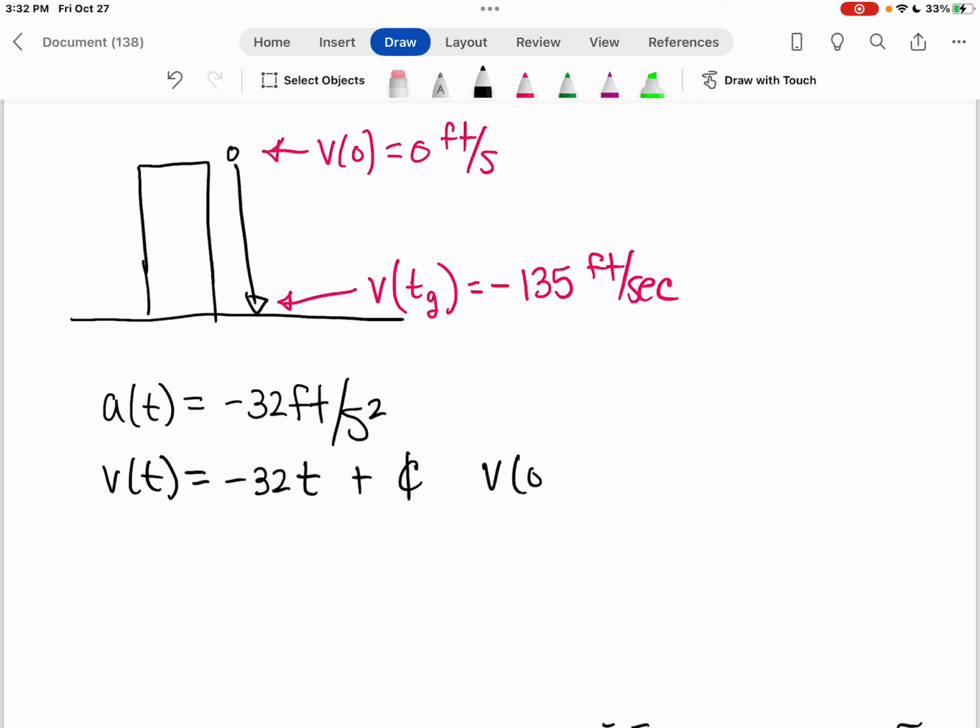We can use the fact that if I plug in 0, I should get out 0 because the initial velocity is 0. So if I plug in 0 for time and 0 for the velocity, I'm going to get that the constant is 0. So my specific velocity function, it's not the family of functions, but the specific one that will give me initial value of 0, is just negative 32t.